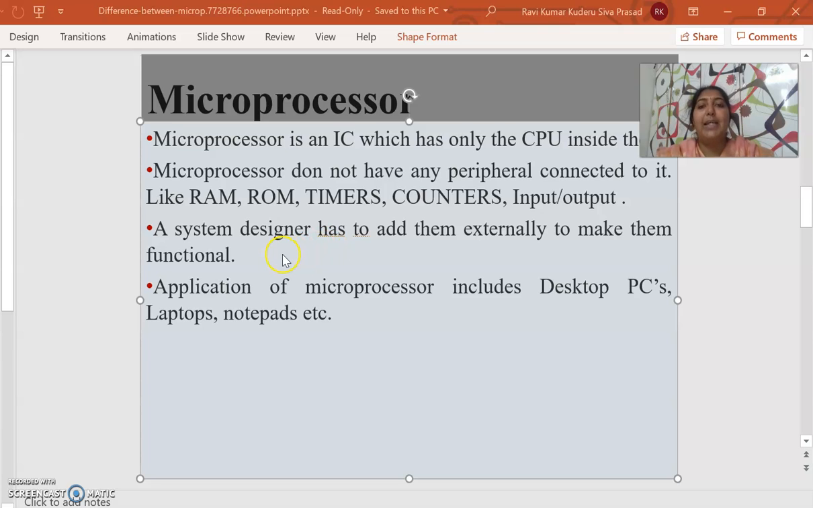Right. Next is where we can use these microprocessors. These microprocessors are used in general purpose systems such as desktops, PCs, laptops or notepads. If you observe, all these applications are used for general purpose. Here the meaning of general purpose is that the same components can be used for several applications or several operations. All these desktop PCs and laptops are mainly intended to perform a large number of calculations or operations.